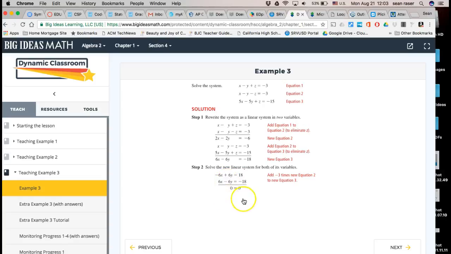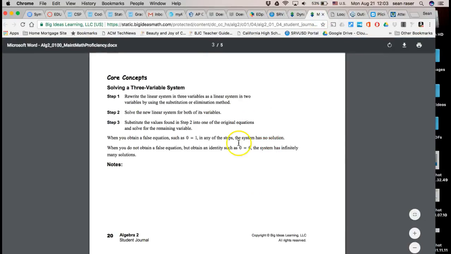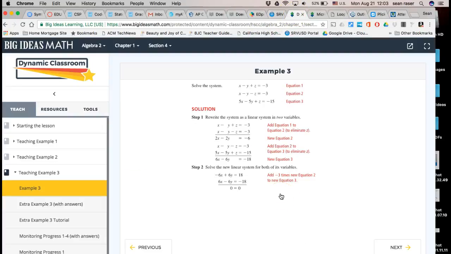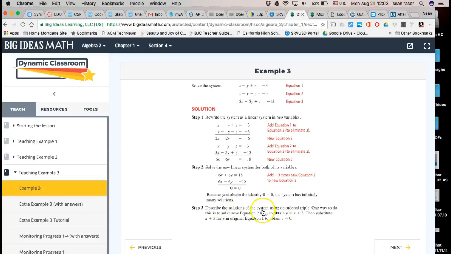And we get what's called an identity statement: 0 equals 0. It doesn't always have to be zeros. It could be 10 equals 10, 20 equals 20. Anytime you get an identity statement, if we look back here, when we obtain an identity, the system has infinitely many solutions. So our system has infinitely many solutions. Whatever we plug in is going to work. Just like the previous example, you stop right here. There's no further solving. Our system has infinitely many solutions.